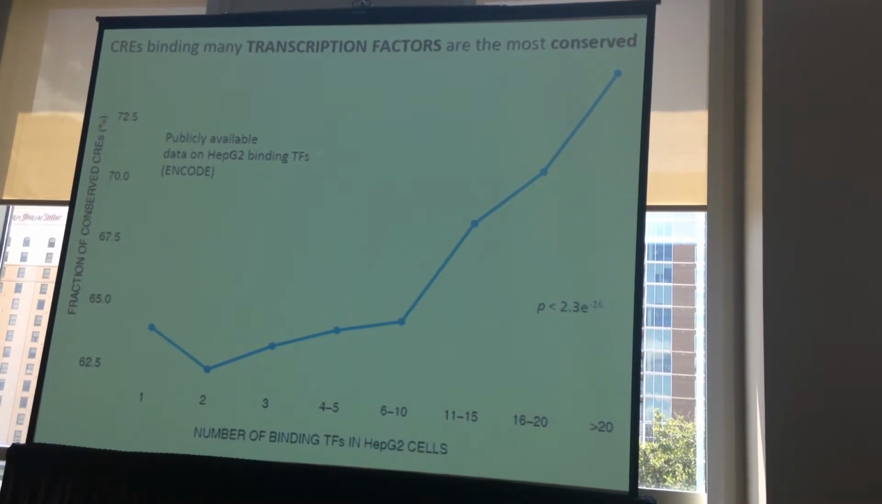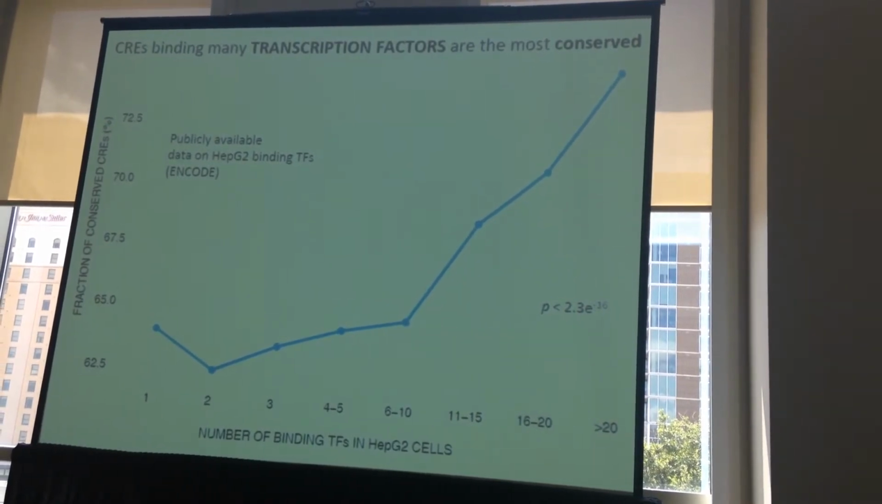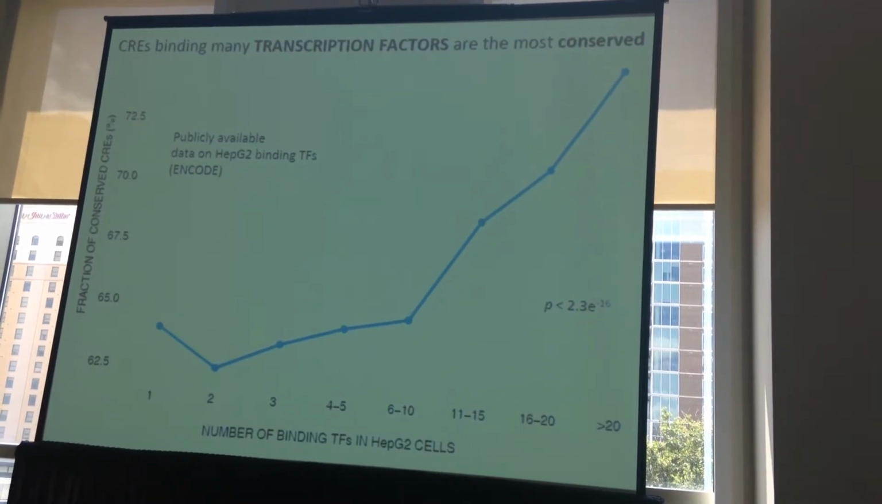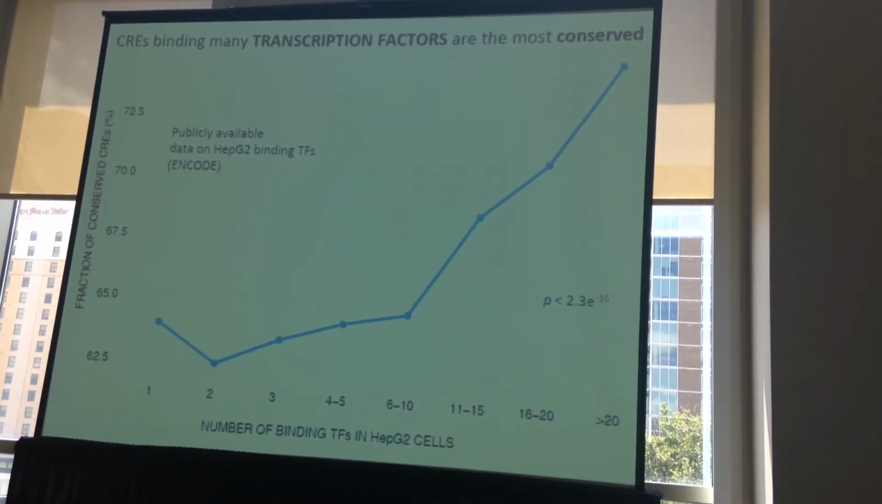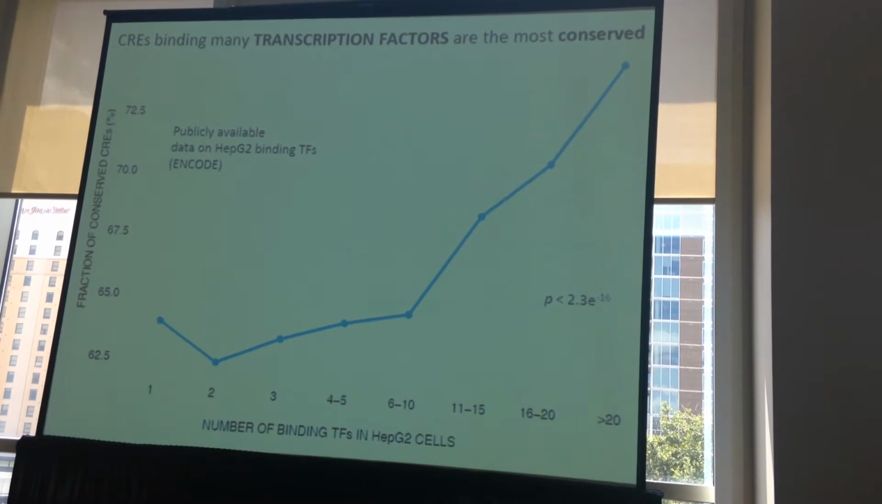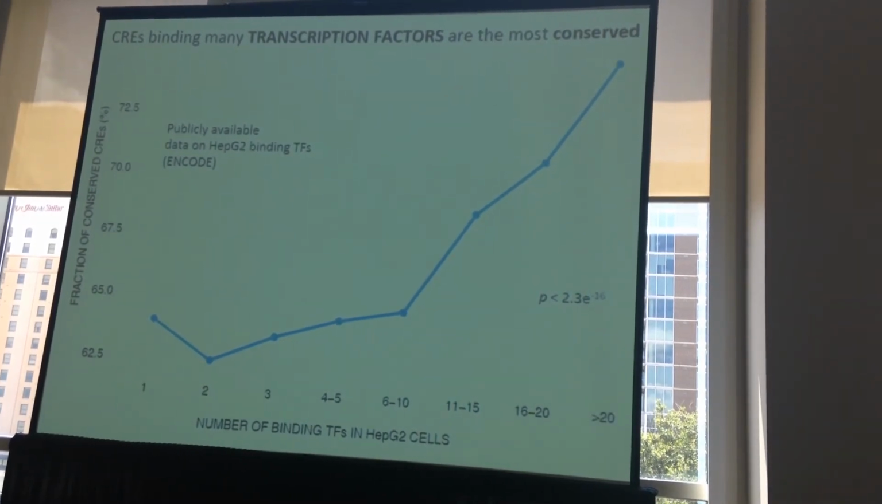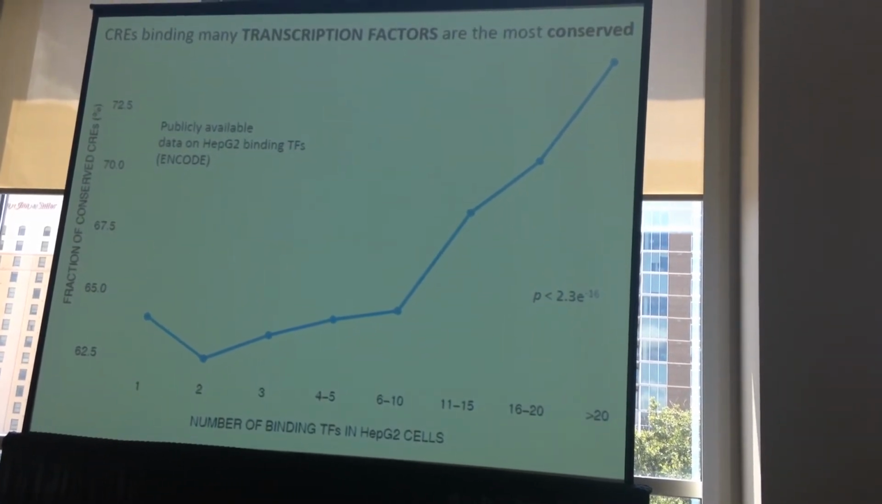So we asked, okay, what about the number of transcription factors that bind to a specific enhancer? Are they associated to the fact that this enhancer is conserved or recently evolved or labile? And so we took advantage of ENCODE data, publicly available data for transcription factor binding in HepG2 cells, which are a subset of liver cells.